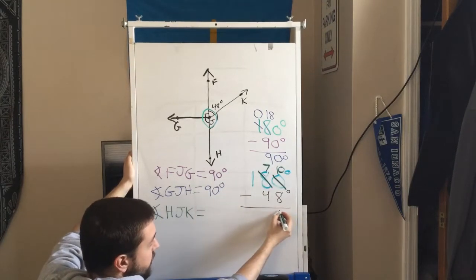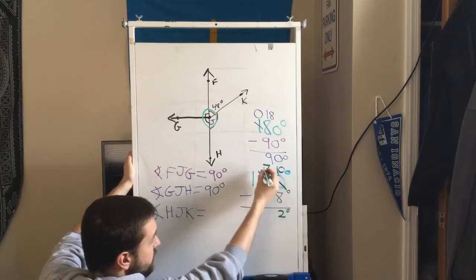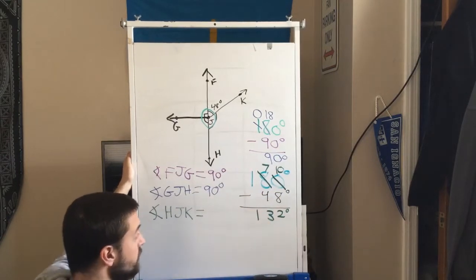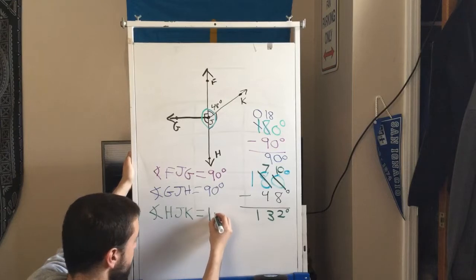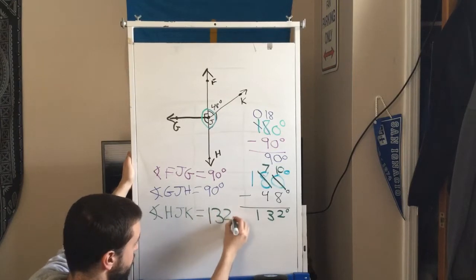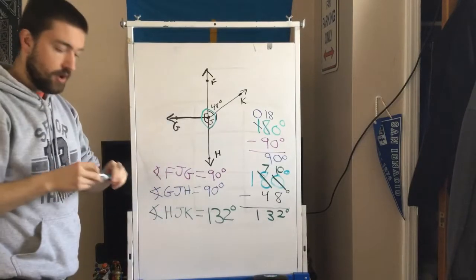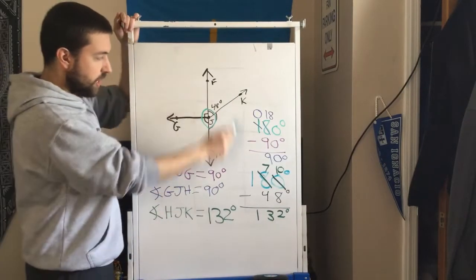10 minus 8 is 2. 7 minus 4 is 3. 1 minus nothing is 1. So now I know that angle HJK is 132 degrees. So now I found how much each angle is.